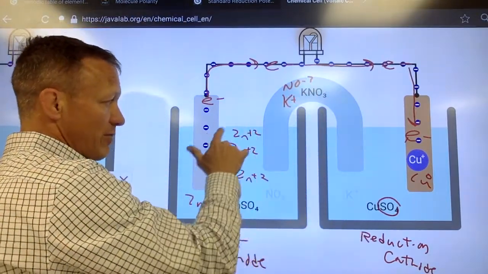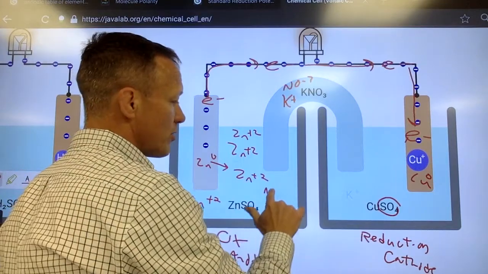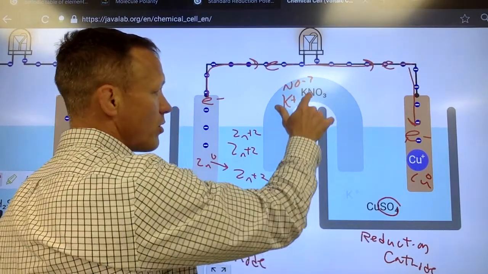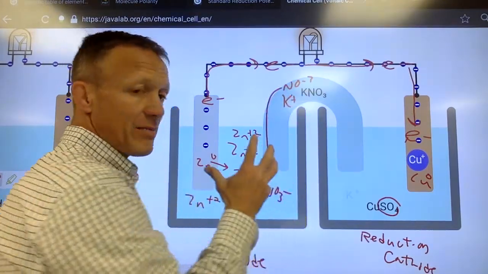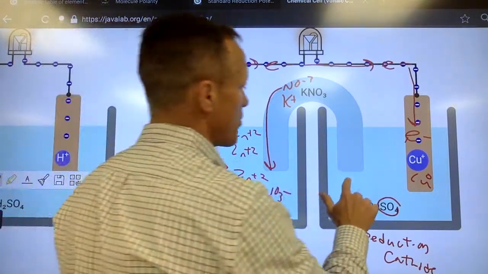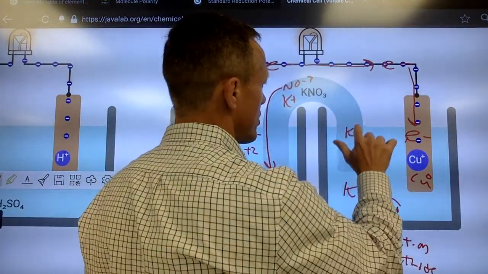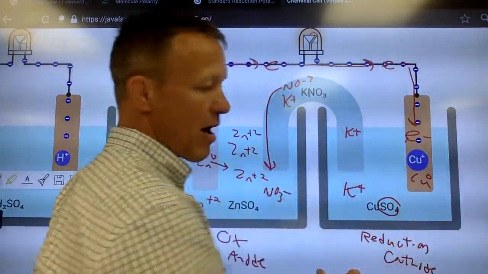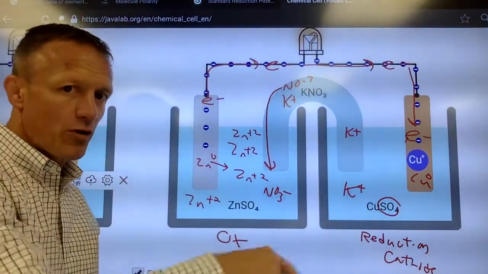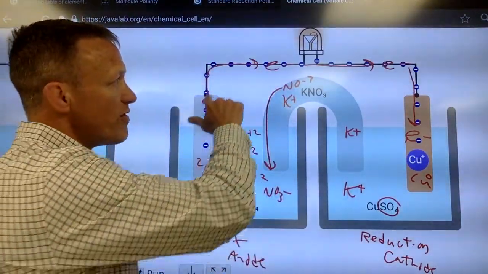Well, we're building up lots of positive here. So NO3 negatives start to flow down into that to balance the charge. And potassium ions start to flow into this to balance out that charge. So our battery will keep working and producing moving electrons.